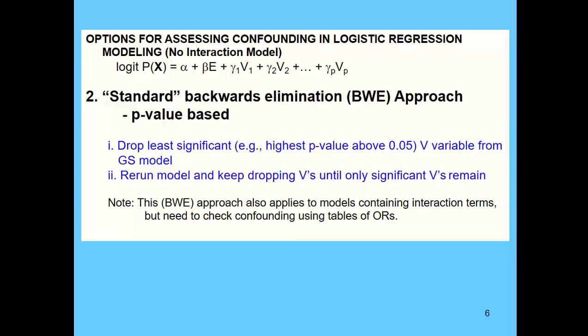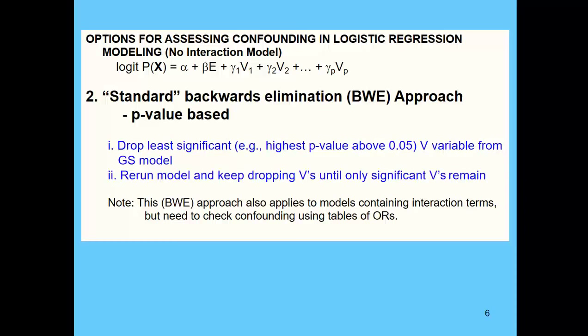Now, we're not done yet, because the problem is, let's say you started with 10 V's and you went backwards and you were able to drop 8 of them. So there are 2 left. Let's make it simple. Suppose the 2 that are left are V1 and V2. You've now got in your model E, V1 and V2, and you've dropped the other 8 of the 10. You've gone backwards, in some sense considering precision by dropping a bunch of variables that are not contributing to precision.